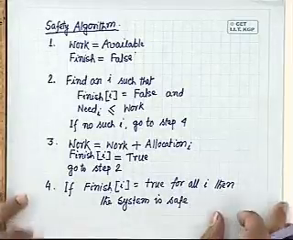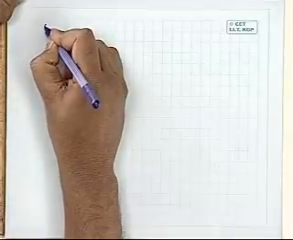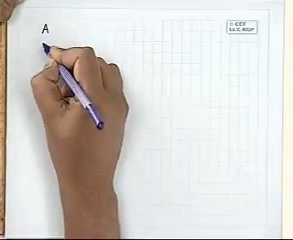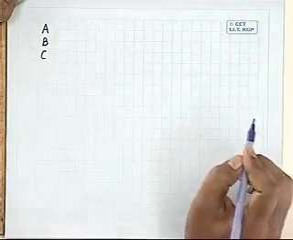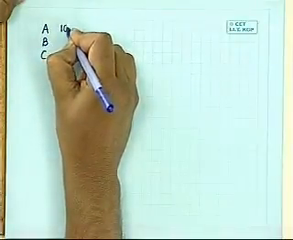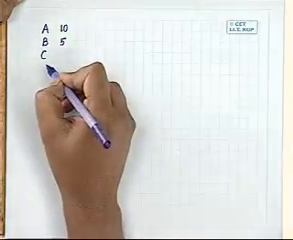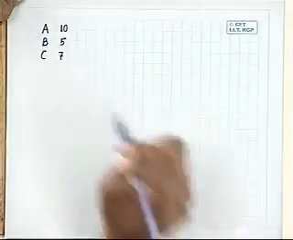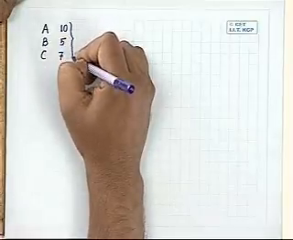Let us take an example to illustrate this algorithm. Suppose in a system we have 3 types of resources. We call them resource type A, resource type B, and resource type C. I assume that A has 10 instances of resources, B has 5 instances, and C has 7 instances of the resources. So these are the resources that we have in the system.